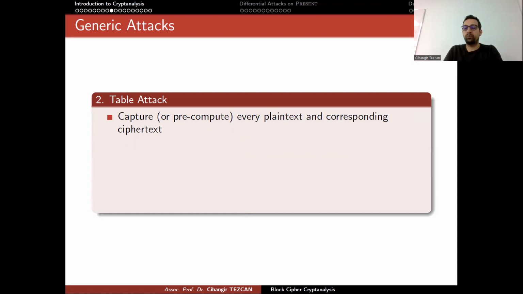Okay, so you store them in a sorted table, so you know every possible input and every corresponding output without knowing the secret key. So you know which plaintext block goes to which ciphertext block.